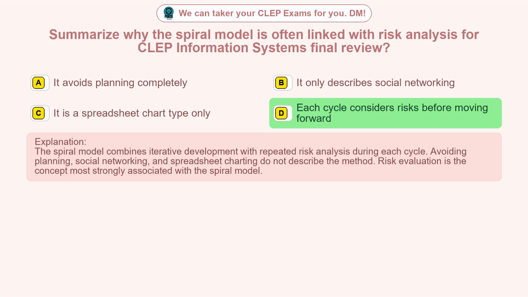The spiral model combines iterative development with repeated risk analysis during each cycle. Avoiding planning, social networking, and spreadsheet charting do not describe the method. Risk evaluation is the concept most strongly associated with the spiral model.